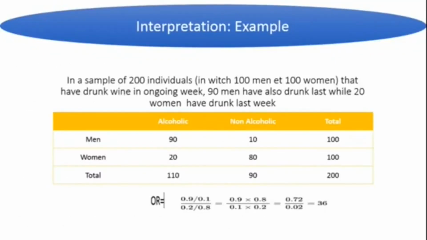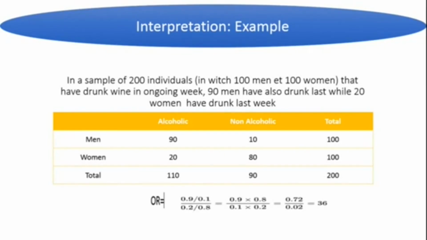Example in order to illustrate the practice how to use odds ratio in order to interpret a risk factor. We have a sample of 200 individuals in which we have 100 men and 100 women that have drunk wine in the ongoing week. So we define our main variable, that is alcoholism.